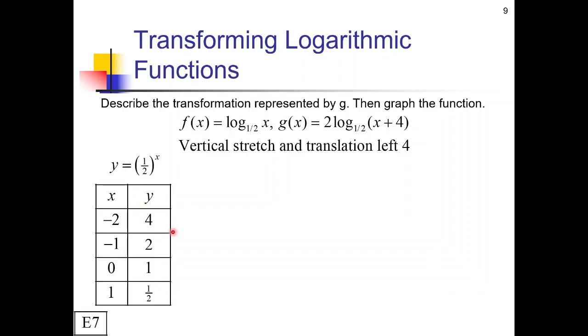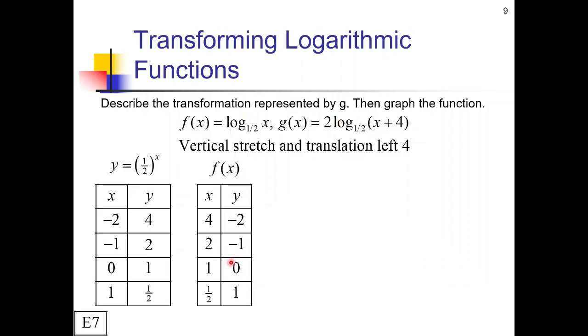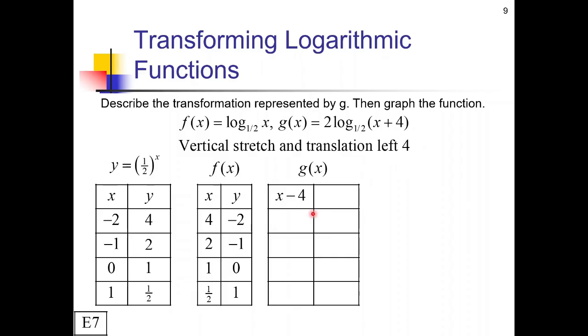Now we're going to switch all the x and y values to get the log base 1/2 of x, f of x here. So now I've got 4 comma negative 2, and all the rest of these x's and y's are switching. And now to implement my changes, for the x values, I need to subtract 4 from all of those. And for the y values, I need to multiply by 2. So we've got 4 minus 4 giving me 0. 2 minus 4 is negative 2. 1 minus 4 is negative 3. And 0.5 minus 4 is negative 3.5. Multiplying my y's by 2, I've got negative 4, negative 2, 0, and 2.